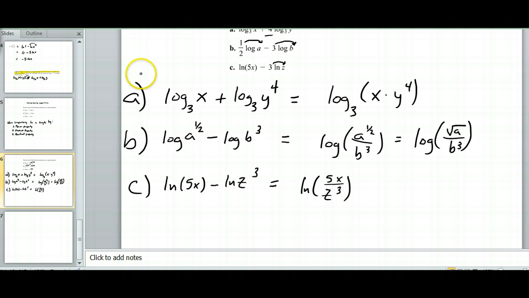Alright, notice with a, b, and c here on this example page, we started off with multiple logs and we ended up with a single log every time. Alright, that's what we're trying to do when we compress logarithms.